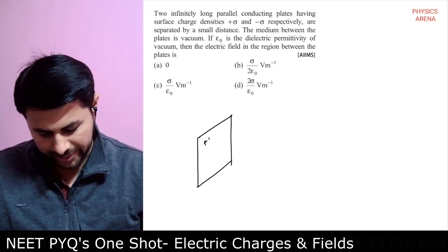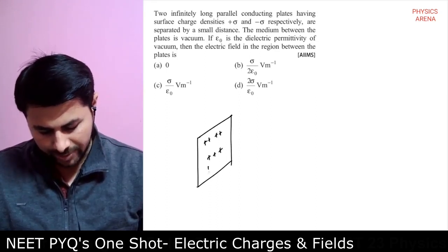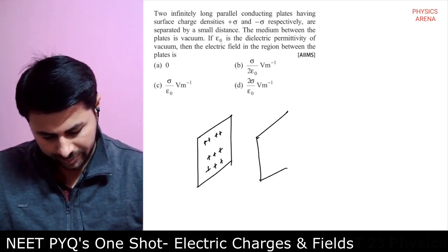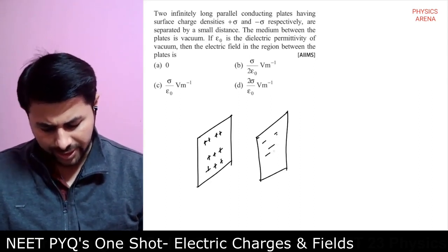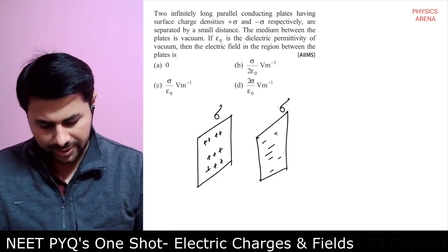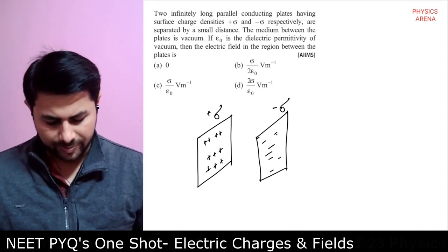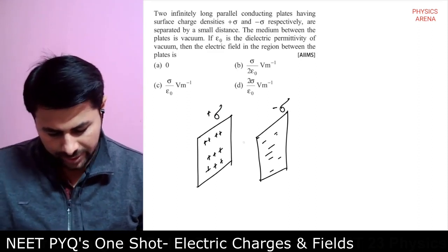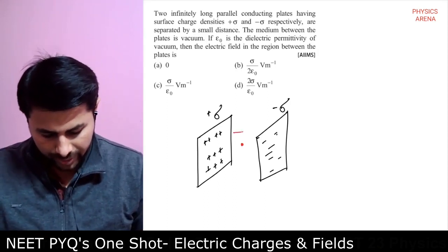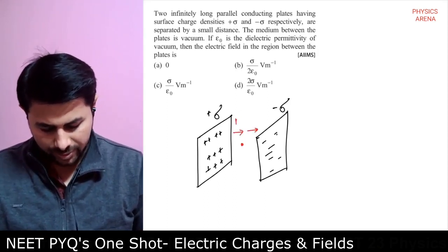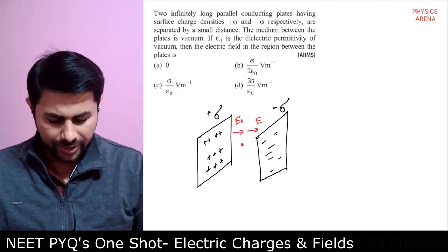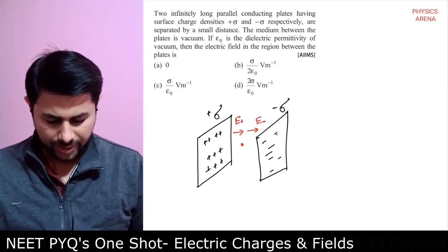Here we have two plates. This is a positively charged plate and there is one negatively charged plate like this. The surface charge densities are plus sigma and minus sigma. So we want the electric field inside of these two plates. The electric field will be, you can call the electric field due to the positive plate as E plus, and due to the negative plate as E minus.